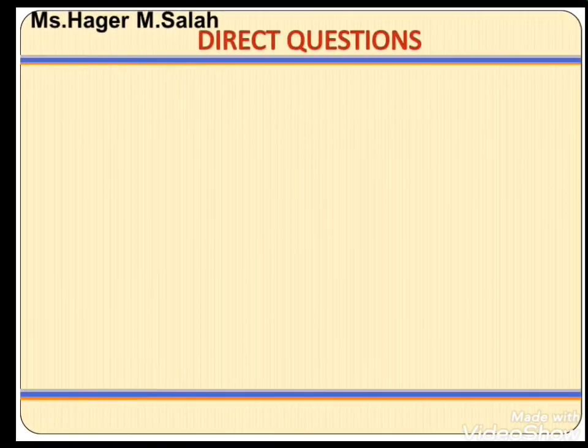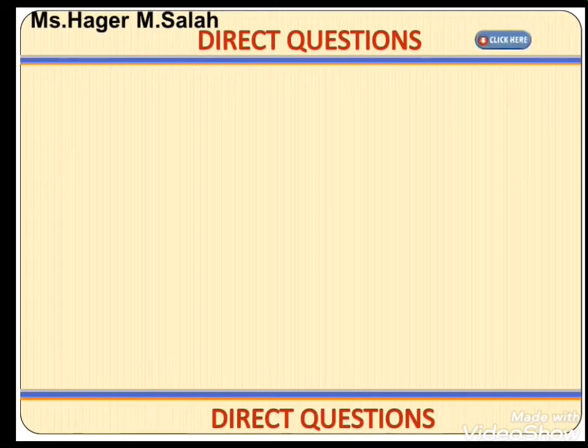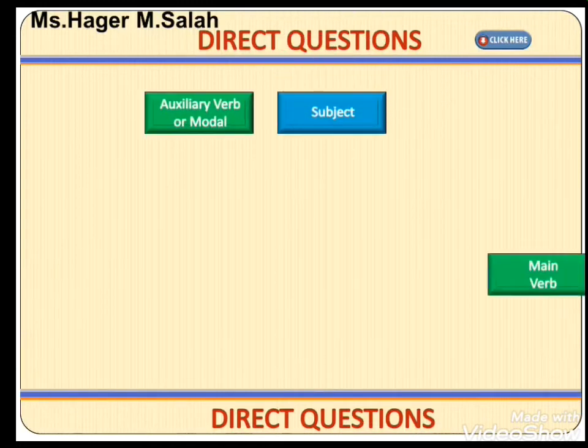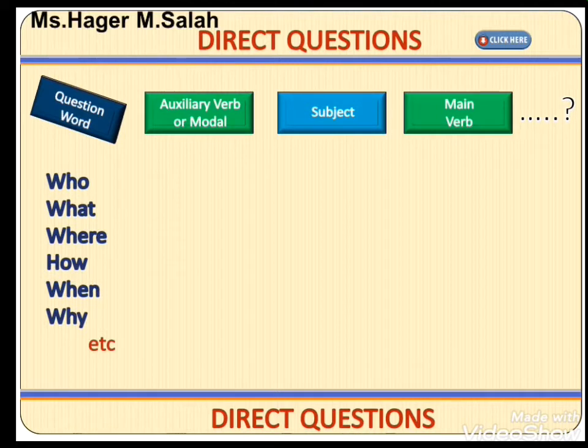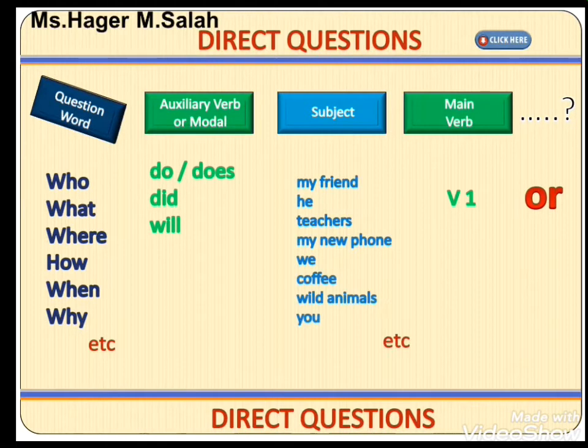First, let's talk about what the direct question is and what it contains. The direct question contains the question word like who, what, how, when, why, or where. The auxiliary verb like do, does, did, will, and we will talk about the other modal verbs or other auxiliary verbs next. Then the subject and the main verb. If you have do, does, did, or will, you will use the infinitive verb, the first form of the verb, so I wrote here V1.